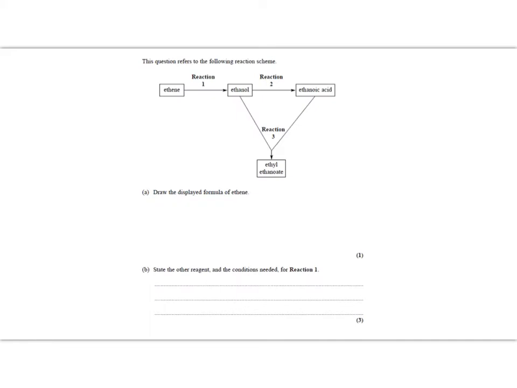So this question is taken from a very old paper, and actually reaction 2 and reaction 3 aren't on the syllabus anymore. So you can ignore those, but you most certainly are able to answer. Draw the displayed formula of ethene. So it's important you remember that it's ethene, so it's an alkene. And you'll have a double bond between the two carbons. It's eth, so it's only got two carbons, and the rest of the bonds are going to be made up with hydrogen.